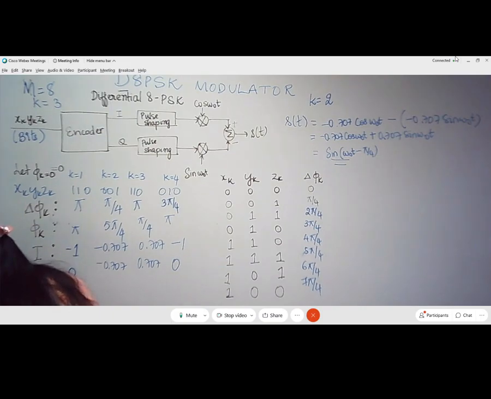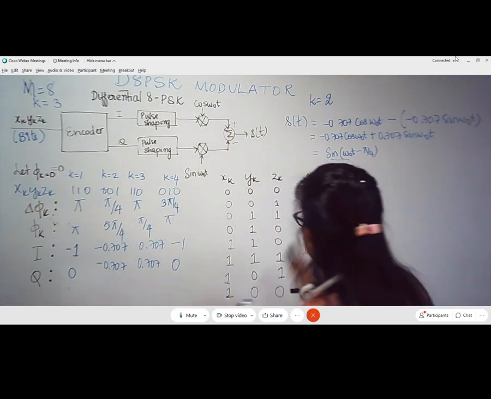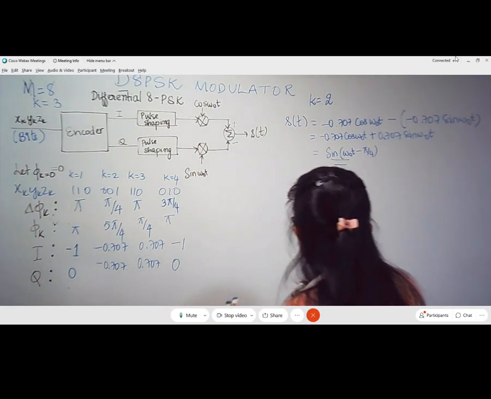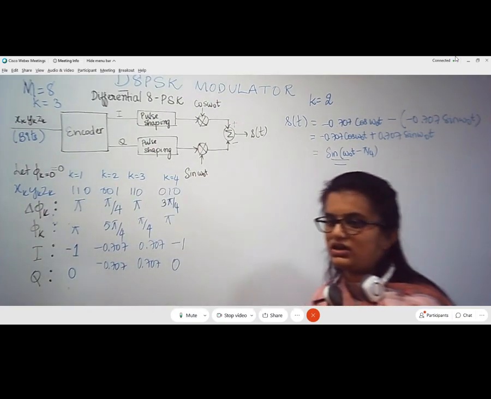If you have understood the modulator, I will come to the demodulator now. Will that be okay? Shall we go with the demodulator? Okay, ma'am. Yeah. Okay.